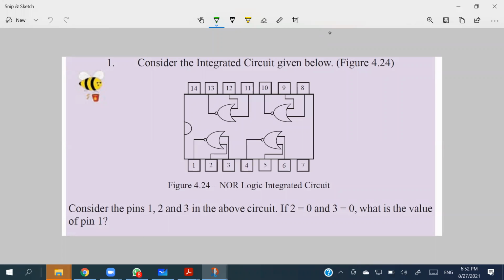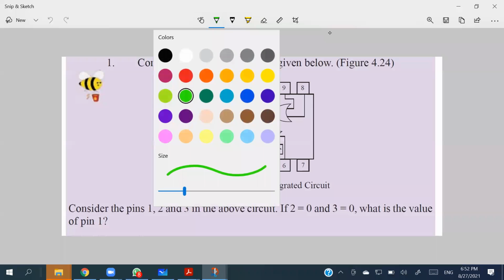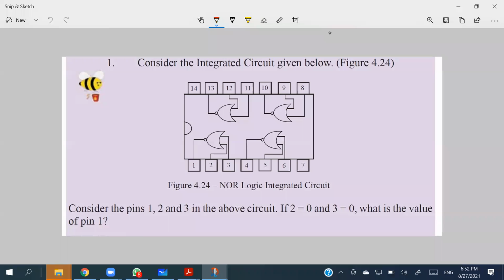So how is it going to be 1? What they are saying is, consider the pins 1, 2, and 3 of the above circuit. If 2 is 0 and 3 is 0, what is the value of pin 1? They say that the value of 2 is 0, so if it is given a 0, this is going to receive a 0. And number 3 is going to be 0. That means this one is going to receive a 0.